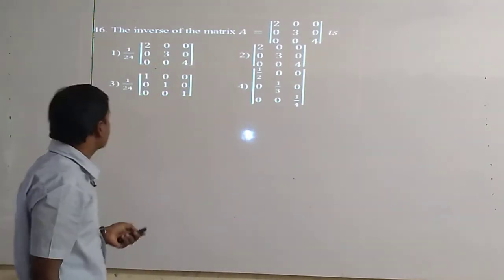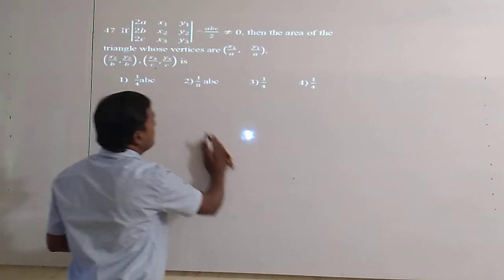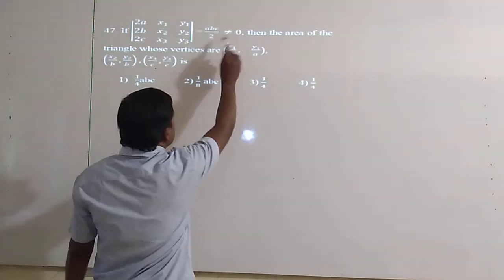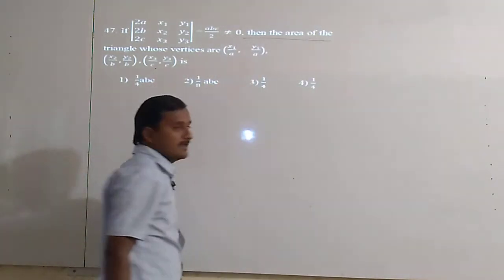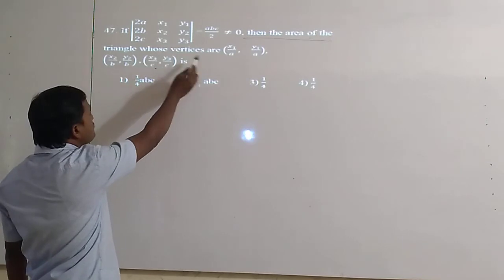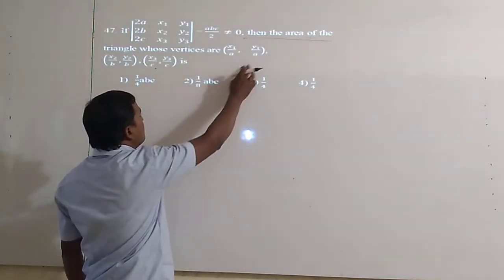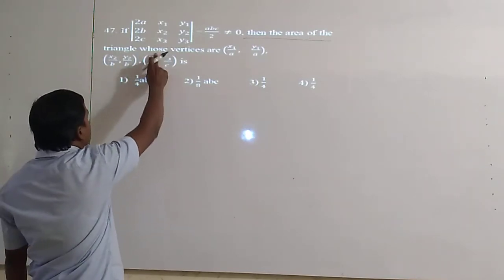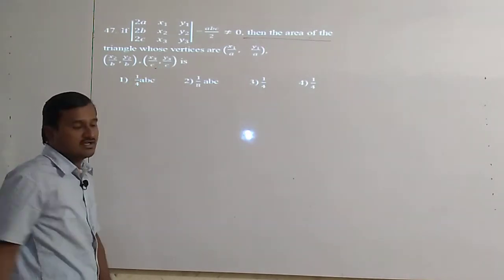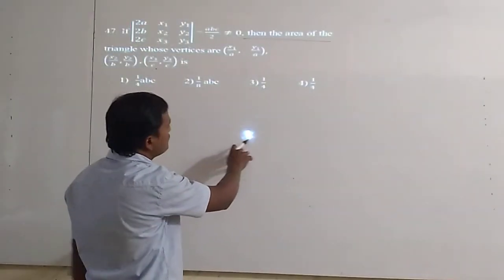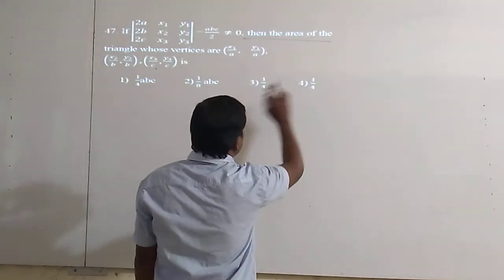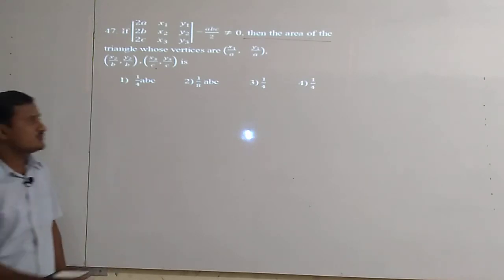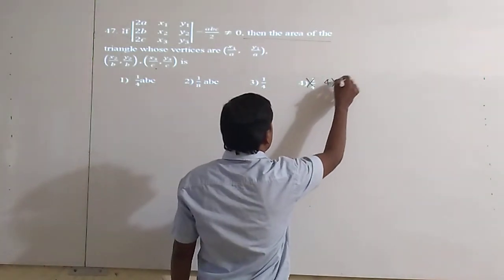We'll go for the next question, this one. Here they have given this result, that is equal to abc by 2, which is not equal to 0. Then the area of the triangle whose vertices are x1 by a, y1 by a, x2 by b, y2 by b, x3 by c, and y3 by c, right? Here in the options, to make a correction, 1 by 4 is there, 1 by 4 is there, but in your material the fourth option is 1 by 8, right?